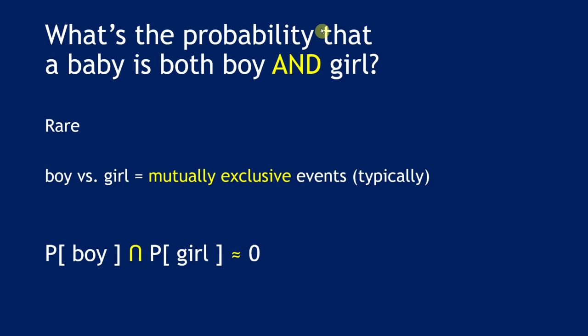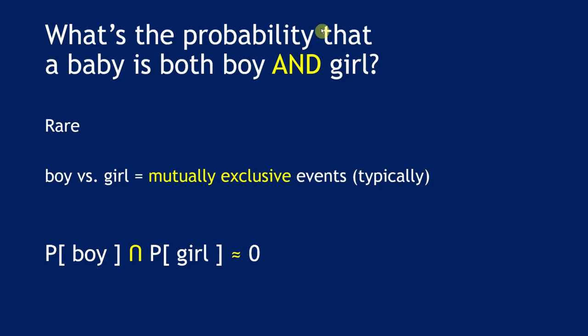Let's take a look at a real-world example, no longer rolling a dice. What's the probability that a baby is both boy and girl? Well, we know that gender is a complicated thing, and it is possible to have both a boy and a girl, but it's very, very rare, and the chance is close to 0, not 0, but pretty close to 0.